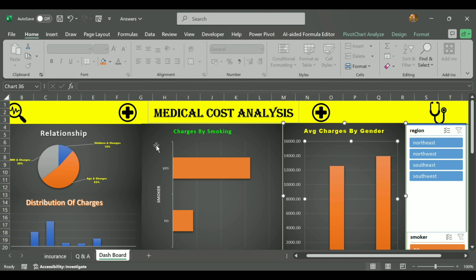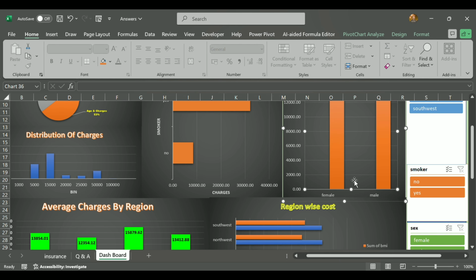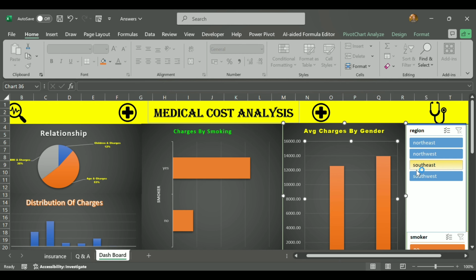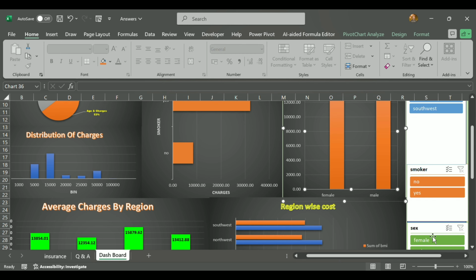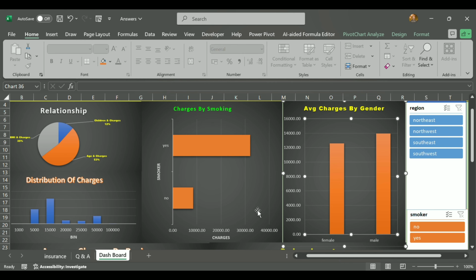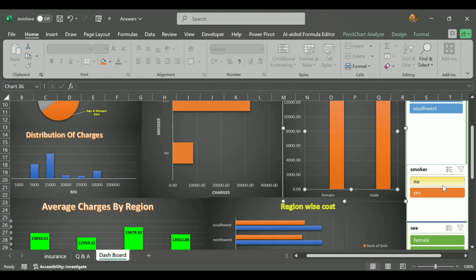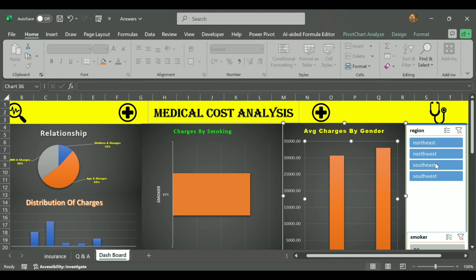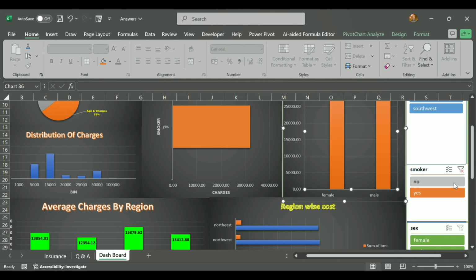After creating all the main charts, I added slicers for three important categories: region, smoker, and sex. These slicers allow us to interactively filter the data and view the charts according to our specific requirement. For example, we can now instantly check medical expenses of smokers in the southeast. It changes for southeast like this. It is for the southeast for smokers.